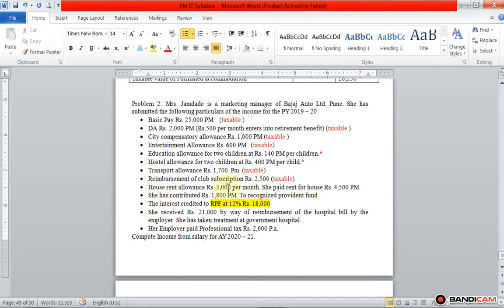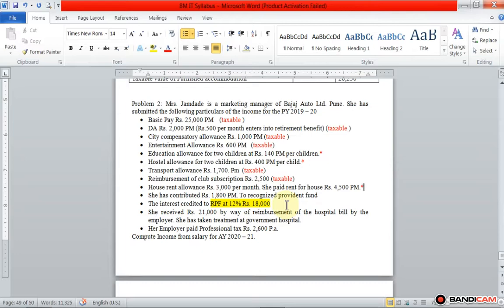Next one is house rent allowance, rupees 3000 per month. So Mrs. Jamdade has received house rent allowance amounting to rupees 3000 per month and she paid rent for the house of rupees 4500 per month. So we have to compute the exempted HRA. Make a star in front of HRA because an additional working note has to be prepared for computation of exempted HRA. Then she has contributed rupees 1800 per month to recognized provident fund.